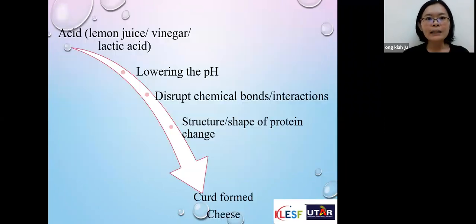So what happens is, when you have acid found inside lemon juice, or in vinegar, or lactic acid, this acid will lower the pH of the milk.